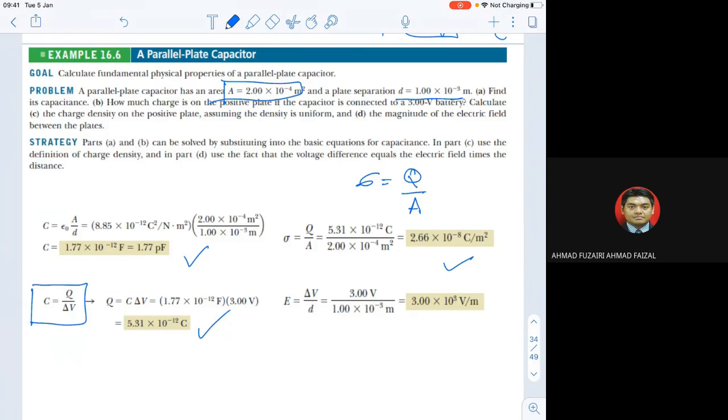And the last part is the magnitude of the electric field between the plates. You can use V over D to get 3 times 10 to the power of 3 volts per meter. It's very straightforward. You need to first understand the concept of capacitance itself. Capacitance has both equations: epsilon naught A over D, and also Q over V.